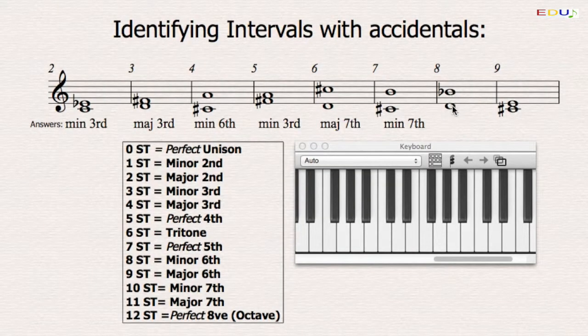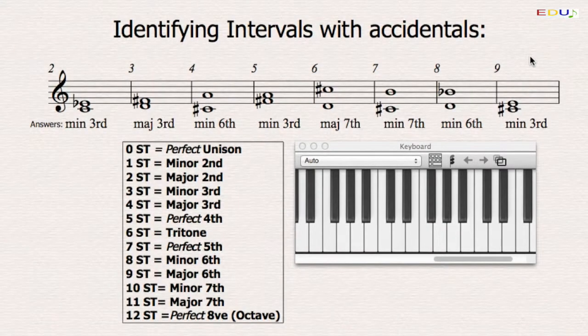D to B flat. D to B, let's ignore the accidental, is a major sixth. The flat in front of the B makes the interval smaller, so major turns into minor. And last but not least, C sharp to E. Ignore the accidental, C to E, 1, 2, 3, 4 semitone steps is a major third. Now the C sharp makes the interval go smaller and major turns into minor. Therefore, this is a minor third.